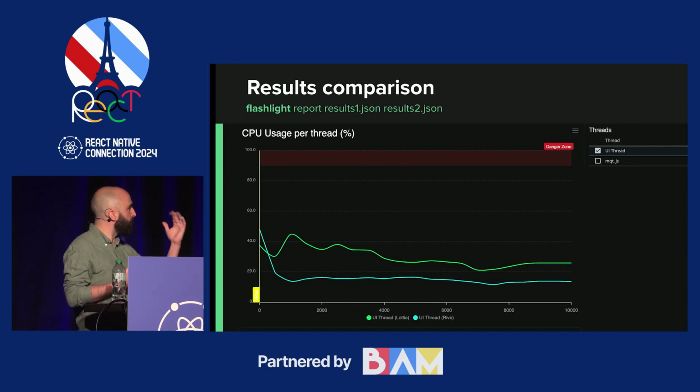But if you have some extensive calls that are done on the JavaScript thread, you will see it on the MQT JS thread. And here in the comparison, we have in red the UI thread of Lottie, which is taking more CPU, and you have the UI thread of Rive in blue. So we can definitely see the improvement.